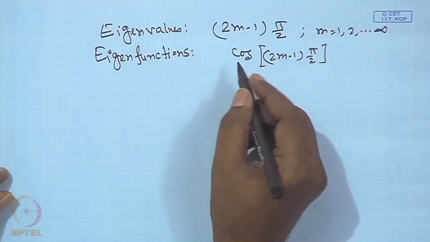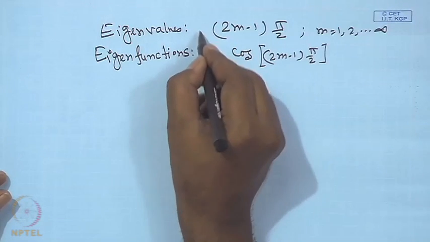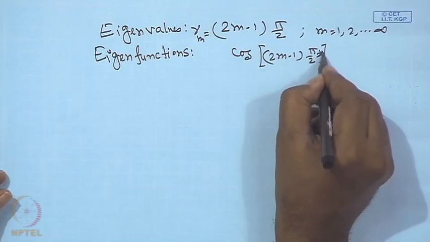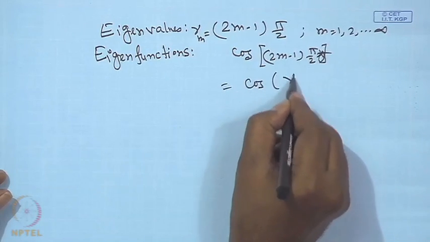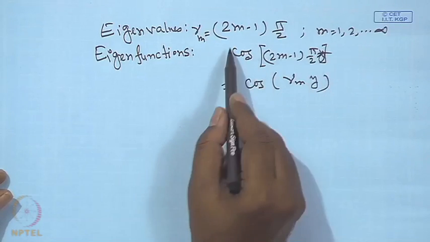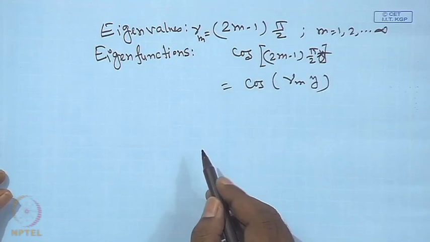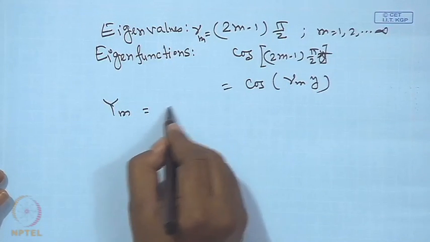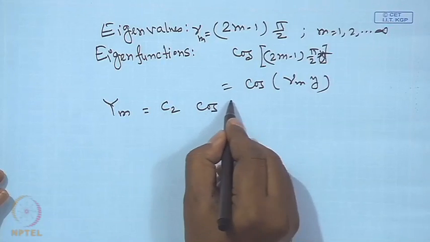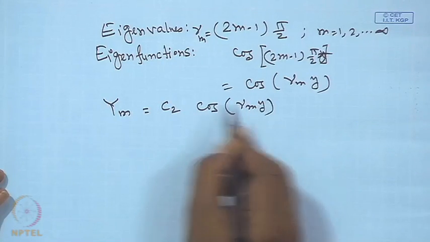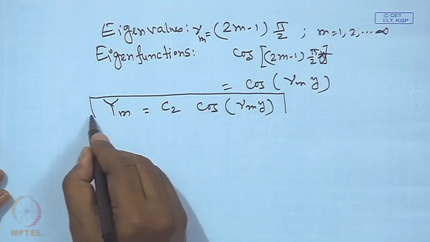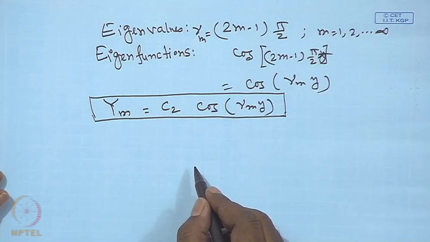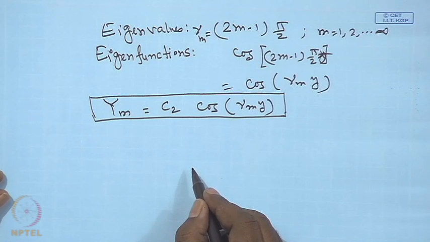So, this we write as nu m and y. So, this will be cosine nu m y, where nu m is nothing but (2m minus 1) pi by 2. So, let us write down y m as C2 cosine nu m y. Okay. Next, we look into the time varying part.